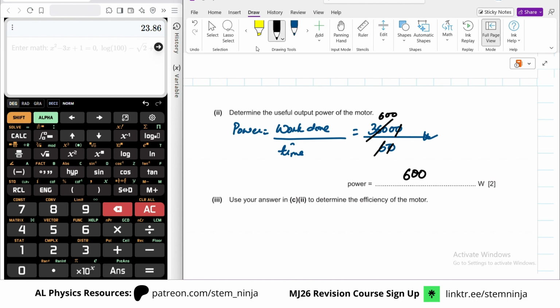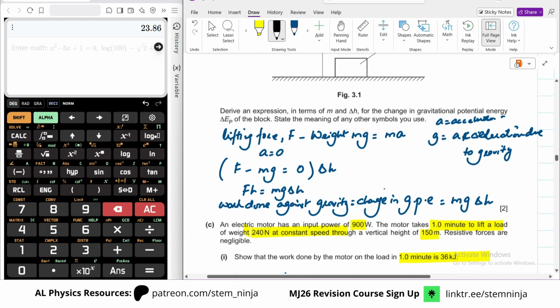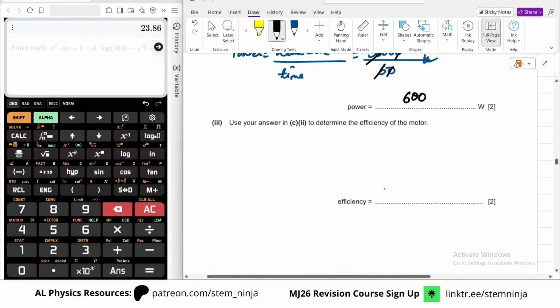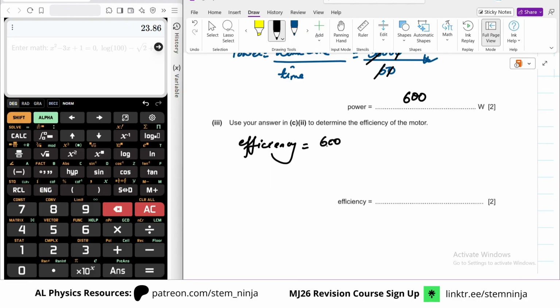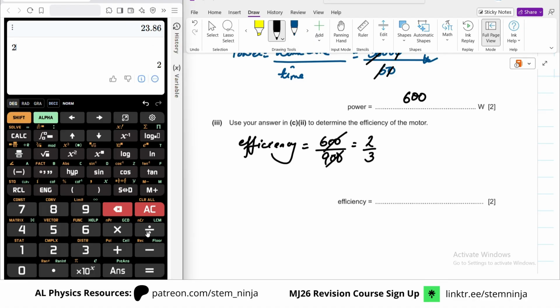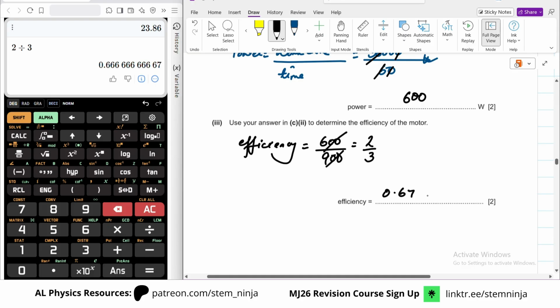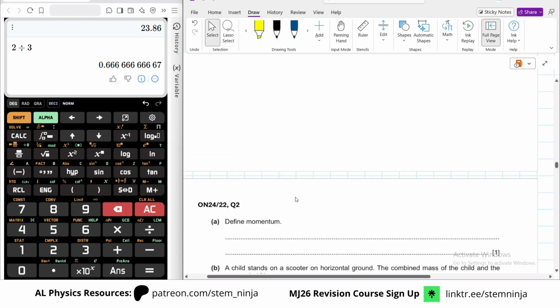Use your answer in C to determine the efficiency of the motor. So input power is 900, so efficiency would be 600 over 900. This is simply 2 over 3, 0.67. So you can write it as 0.67 or as 67%. Okay, all right.